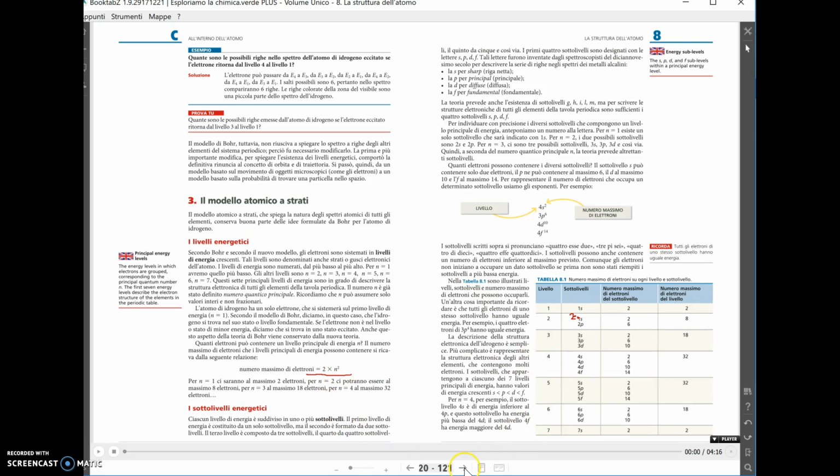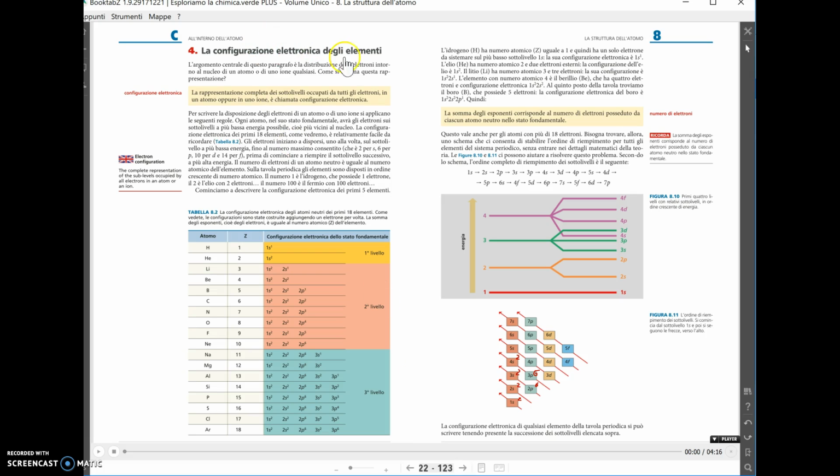D. Electron configuration of elements. The complete representation of the sublevels occupied by all electrons in an atom or an ion is called the electron configuration. The sum of the exponents appearing in the electronic configuration corresponds to the number of electrons possessed by the atom.